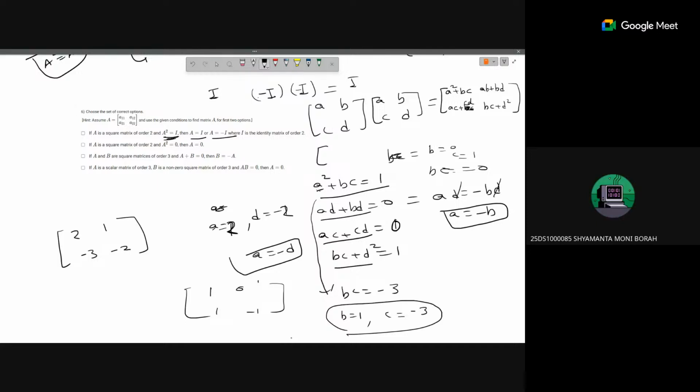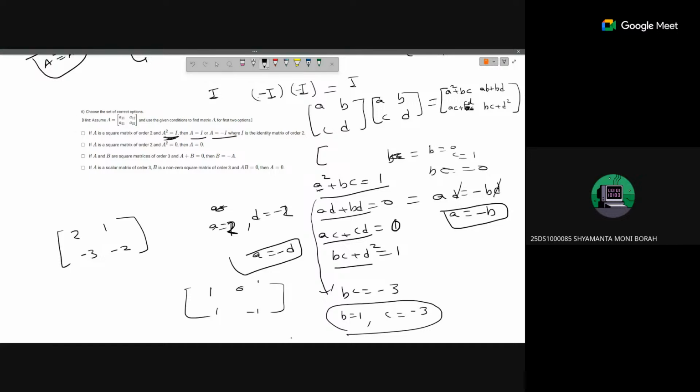Yes, this also satisfies A square equals I. We can do one thing also: say, in this case we have taken B as well as C equal to 1 and D equal to 0. Then we get 0, 1, 1, 0, which is not an identity matrix. So we can solve in that manner also.